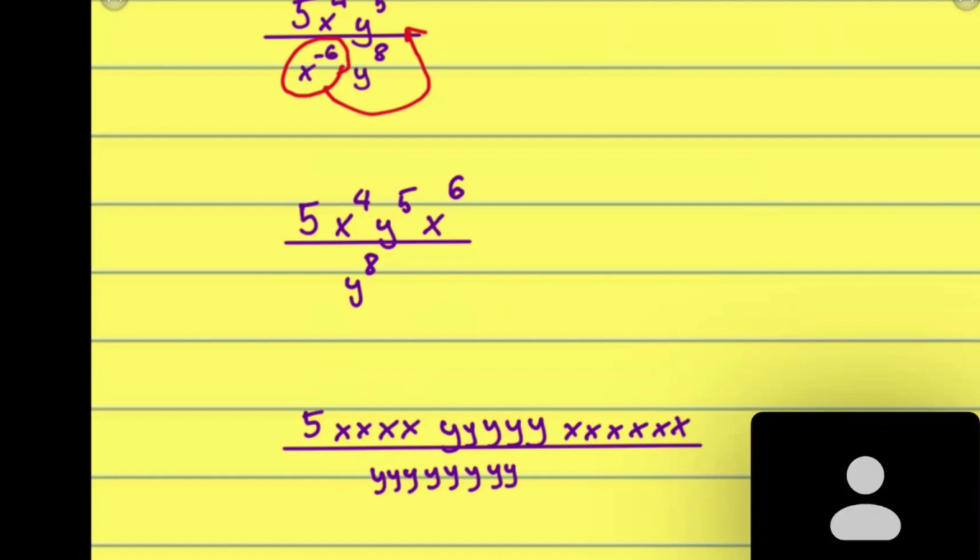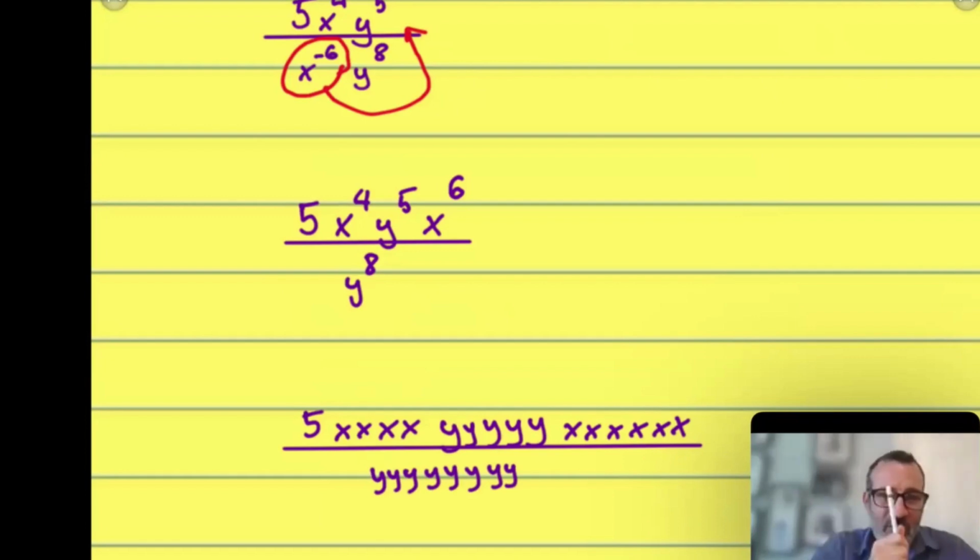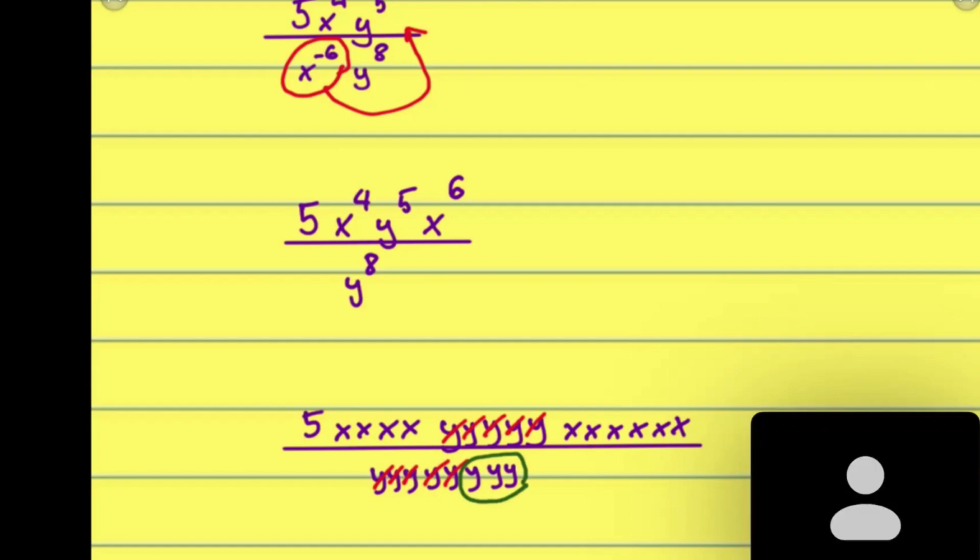Now every y in the numerator will cancel out one of the y's in the denominator. So let's take care of these y's first. 1, 2, 3, 4, 5. Earlier you had mentioned you would be left with 3 y's, and that was correct. But where are those y's? Are they at the top or at the bottom? They're at the bottom, and they're going to stay there.